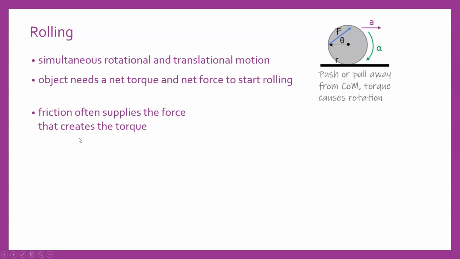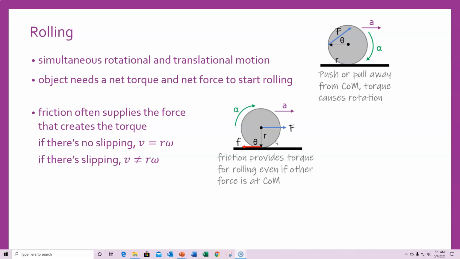Friction often supplies the force that creates the torque. If there's no slippage, we know that the translational velocity is equal to the radius times the angular velocity. And if there is slippage, then this expression doesn't hold true. But let's take a look at this physically. Friction occurs at the interface of the two surfaces, and notice that it provides a torque because it's a force applied to a lever. So even if the other force is at the axis of rotation and contributes no torque, the friction is providing the torque for the rotation.